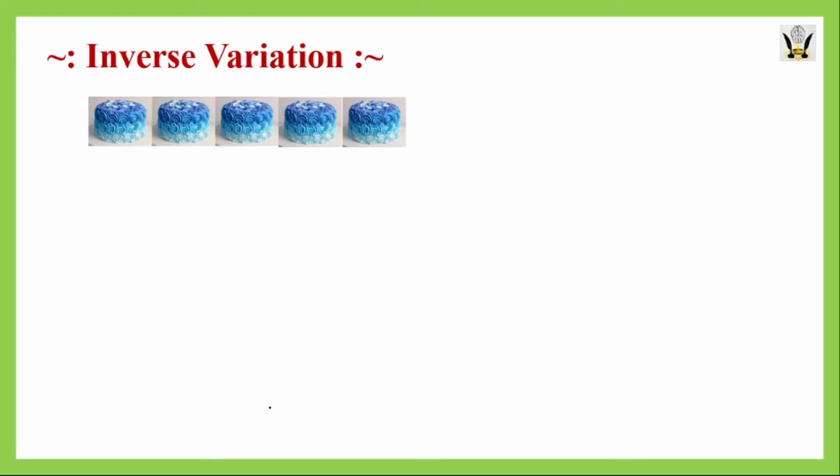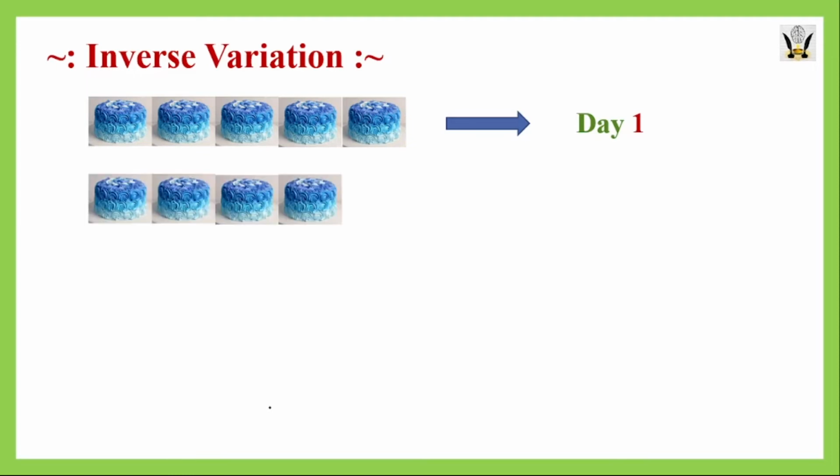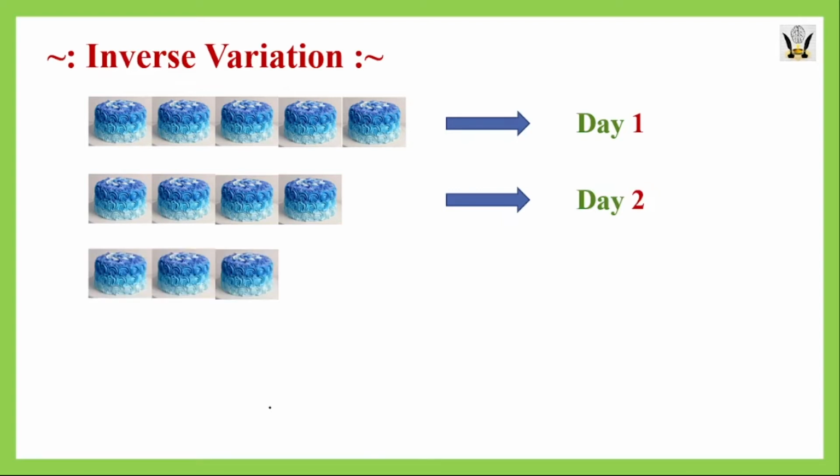Now here suppose we have 5 cakes and on day 1 we are eating 1 cake. So each day we will be eating 1 cake. Initially we had 5 cakes, and on day 1 we have eaten 1 cake. So on day 2, how many cakes will we have? We will have 4 cakes. Now on day 2 also we will be eating 1 cake. So on day 3, how many cakes will we have? We will have 3 cakes.